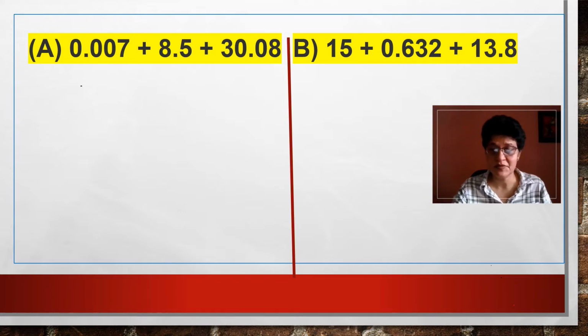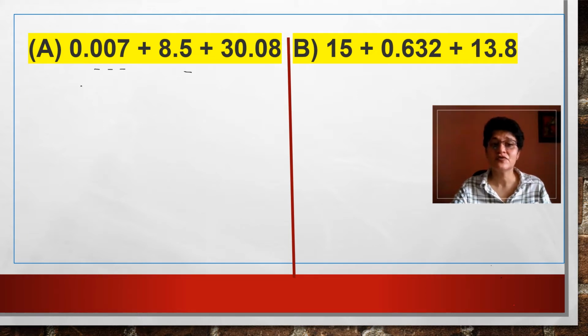So before we add the decimal numbers, the first thing we have to do is find the decimal places, count the decimal places, and then see whether these are like decimals or unlike decimals. So when I count, look at the first number, I have 1, 2, 3, three decimal places. When I look at the second number, how many do I have? I have only one decimal place.